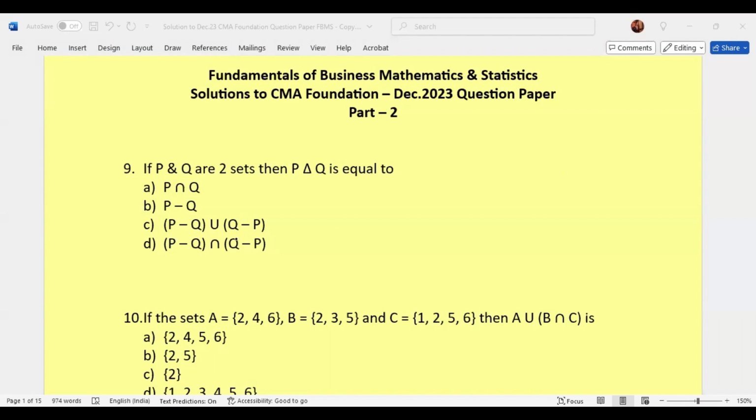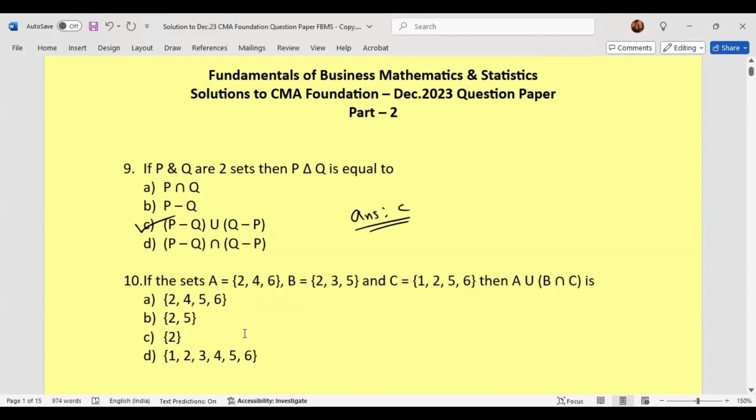This is part 2. Ninth question, if P and Q are two sets, then P delta Q is equal to what? Delta here means P symmetric difference Q. The definition of that is P minus Q union Q minus P. That means the option is straight away C. There is no working for this. The answer is option C, based on the definition of symmetric difference.